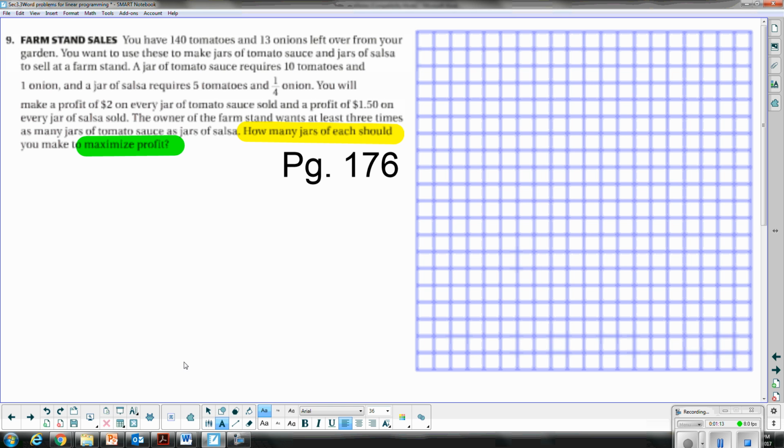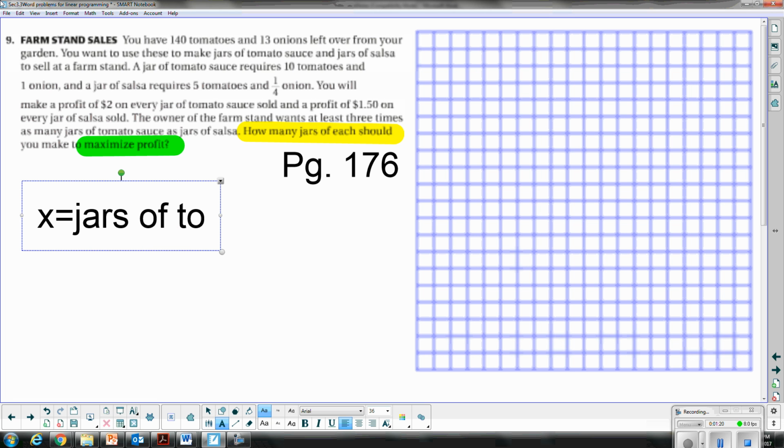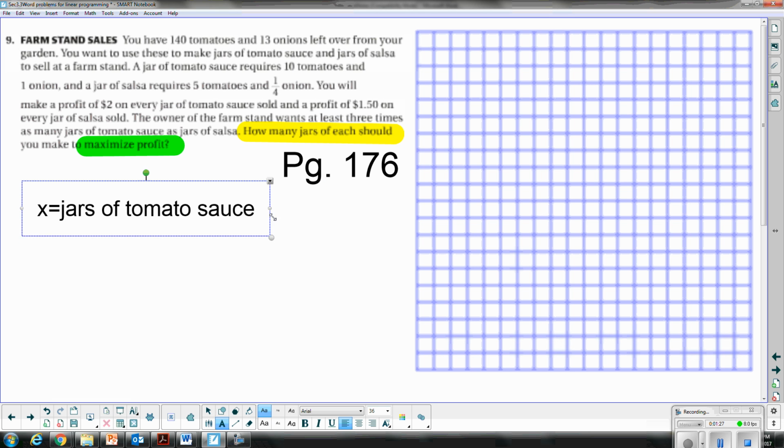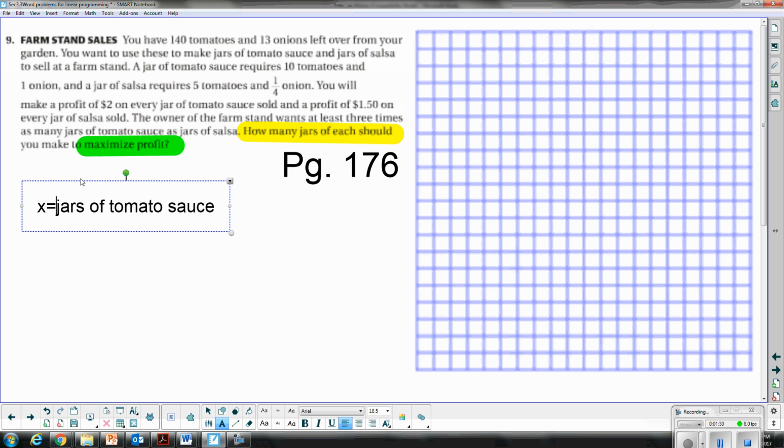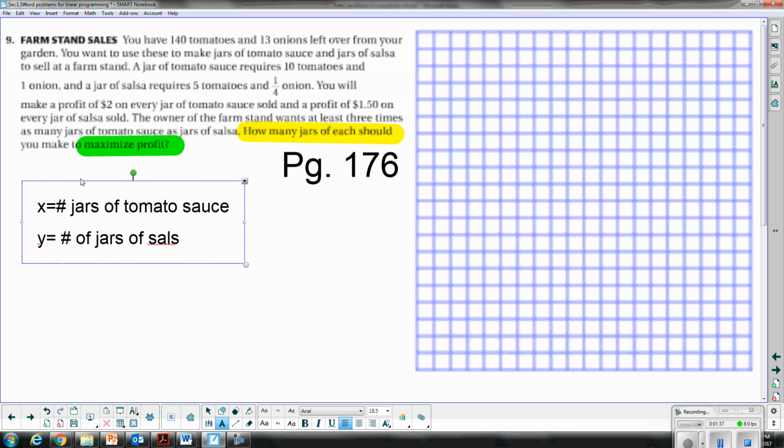So I always start by identifying an x variable and a y variable. So x equals number of jars of tomato sauce, and y equals number of jars of salsa. From there, every constraint we write should be related to our jars of tomato sauce and jars of salsa.